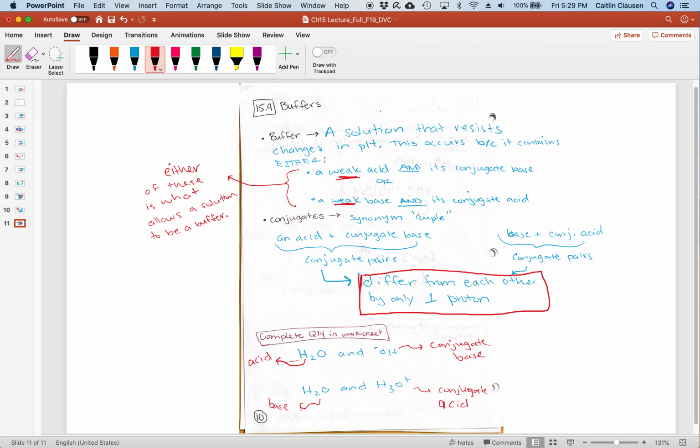Conjugate acid. So another key thing is whatever you start with, the conjugate of that is always the opposite. So if you start with an acid, the conjugate will be a base. If you start with a base, the conjugate will be an acid. And again, they differ by only one proton. This has 2 protons, this has 1, this has 2 protons, this has 3.